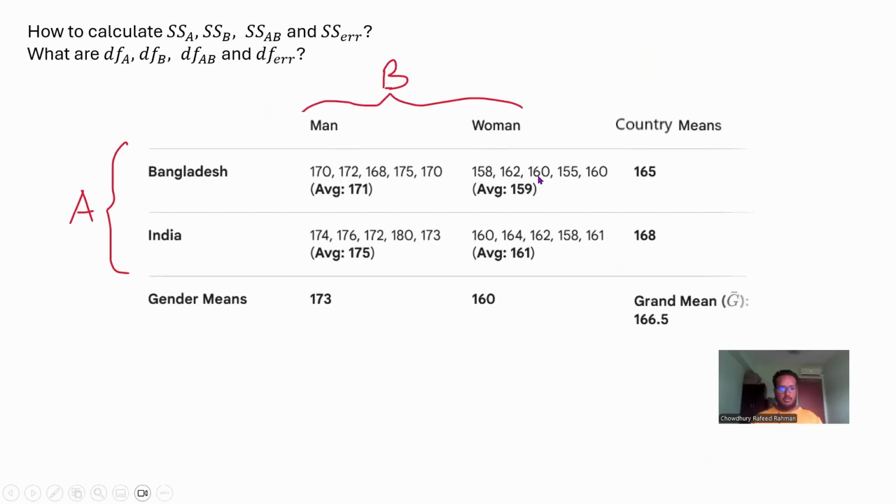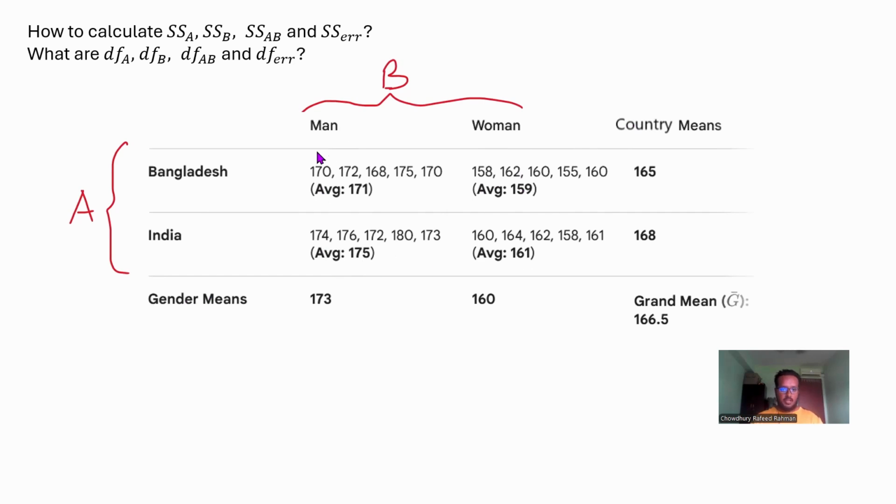Same example as we gave in the first slide. We have Bangladesh, India, and men and women right here. So we have two kinds of groupings, country and gender. You can see that for each group, for example, Bangladeshi men, the average is 171, Bangladeshi women, average is 159, and so on and so forth.